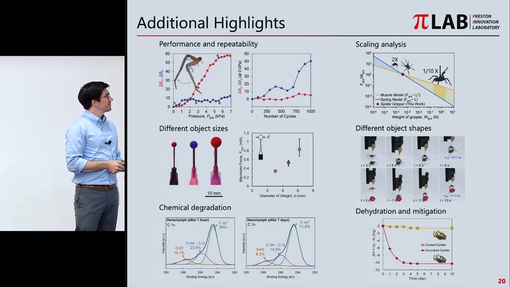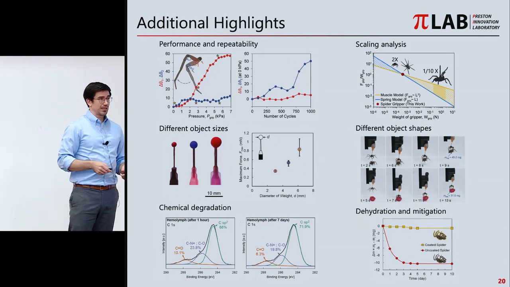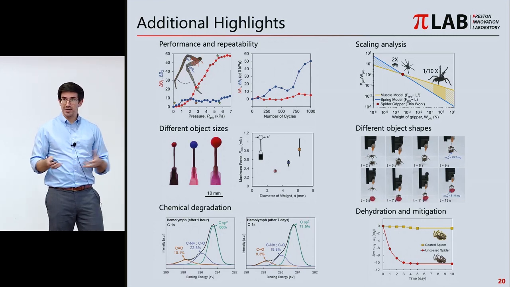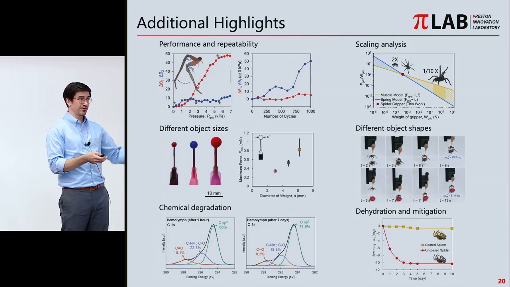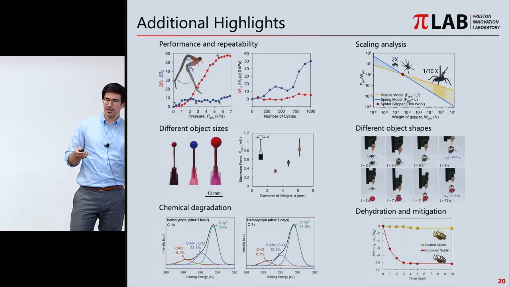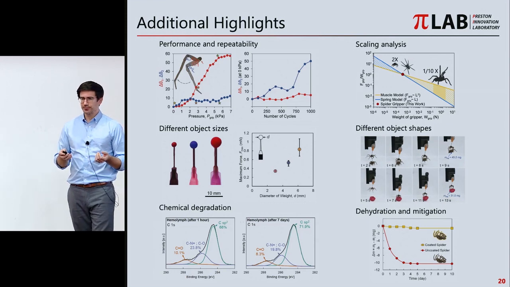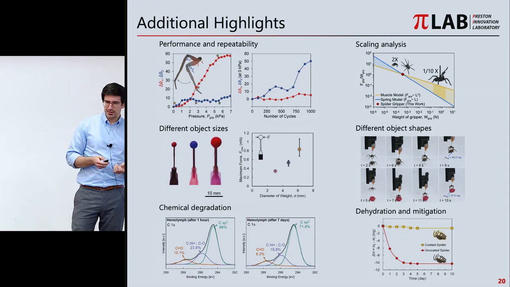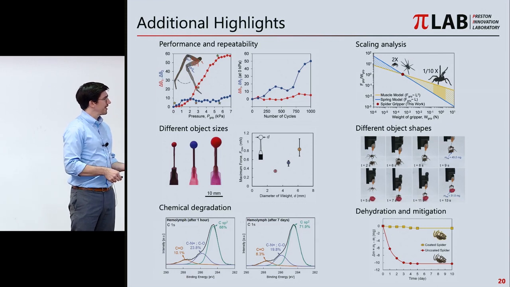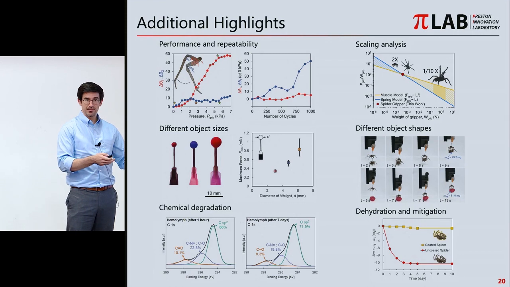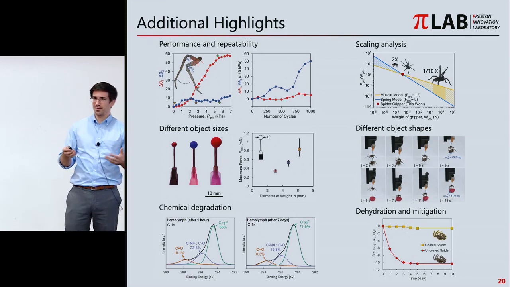One thing that was pretty interesting was that a scaling analysis for this type of gripping mechanism revealed that we'll actually have better performance with smaller spiders as the source material. We'll be able to get a higher gripping force to weight ratio. And then we looked at different object sizes, and finally at things like dehydration, where if we let this sit out for a long time, it does eventually start to become brittle due to dehydration. So thinking about ways to mitigate that.